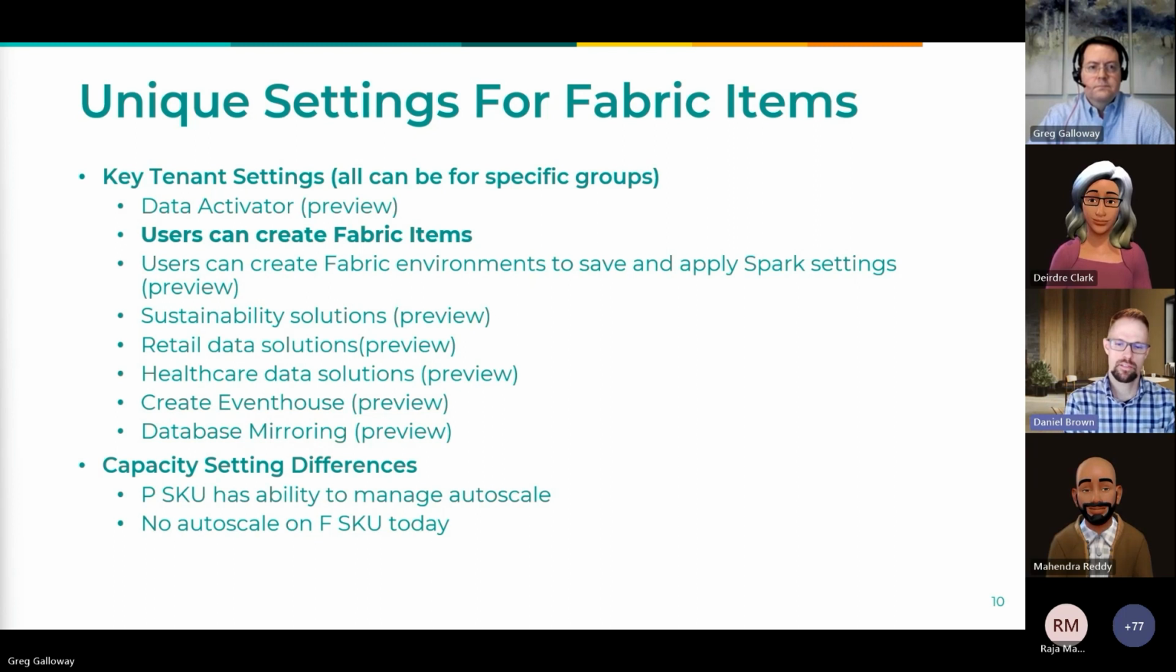And then when we talk capacities, the main difference here is that all the settings are really the same. The main difference is on the P SKUs, you have the ability to manage your autoscale, and on the F SKUs, it's not there today. But other than that, all your capacity settings are the same between the two.